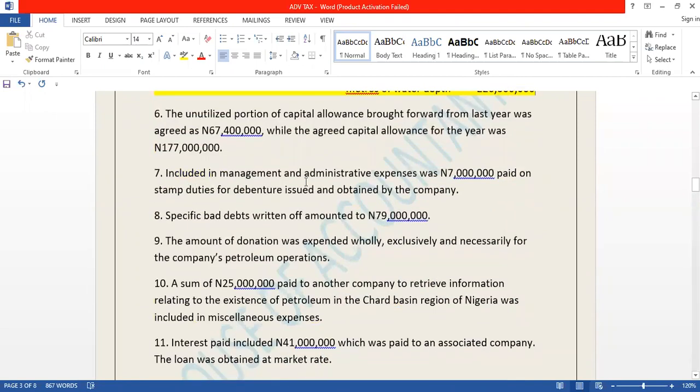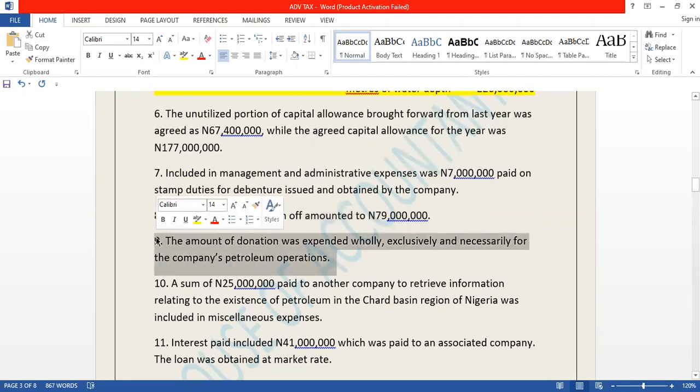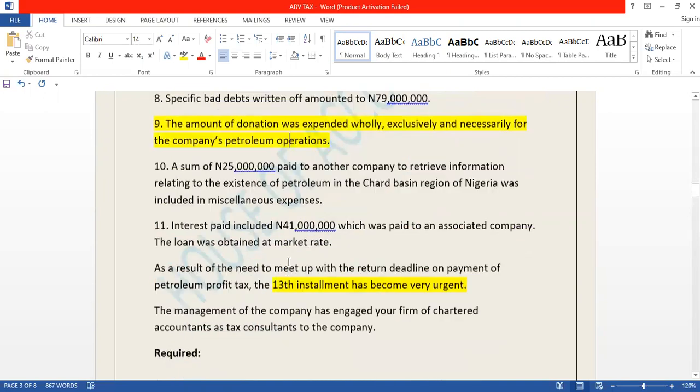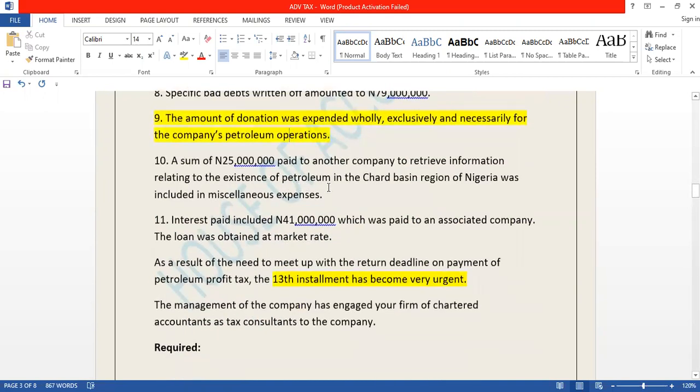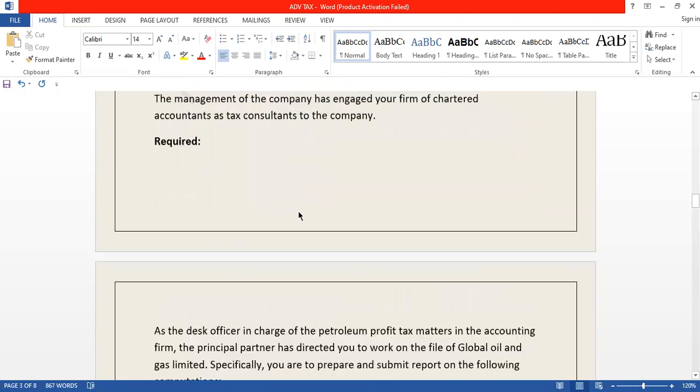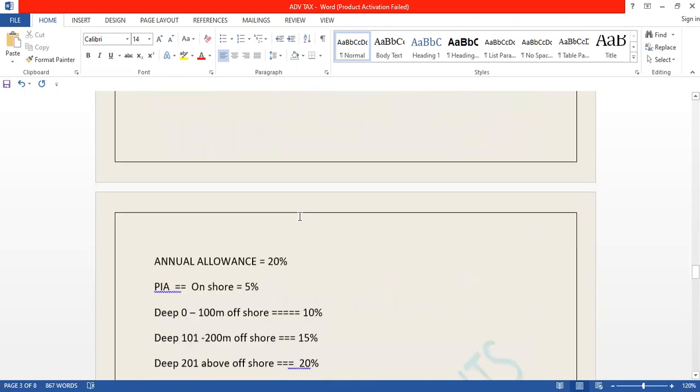Then included in management administration expenses was 7 million paid on stamp duty for the venture. We also look at that. Bad debt, we've not treated this one. The amount of donation, this one is allowable. There's no issue with this one. Then amount of 25, this one is under miscellaneous. And when we get there, we treat it. Okay, so let's go back to the next one now.